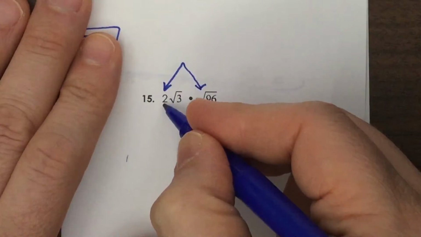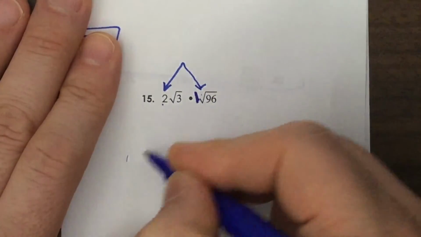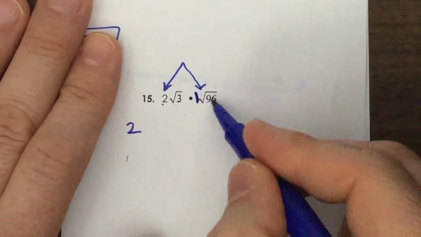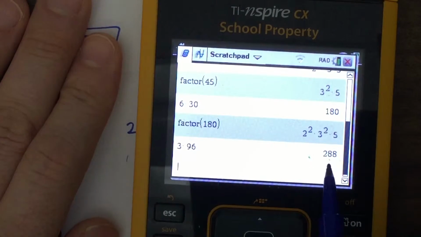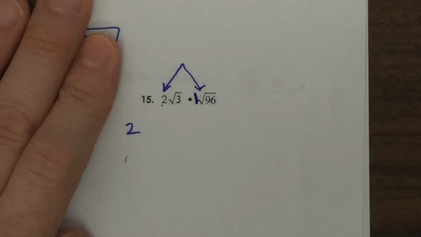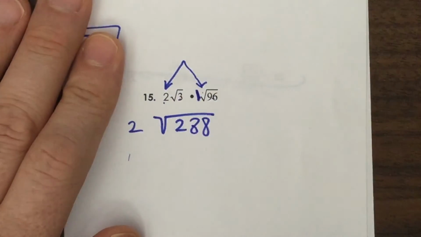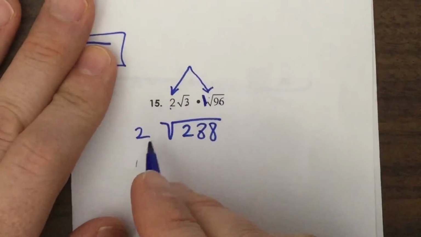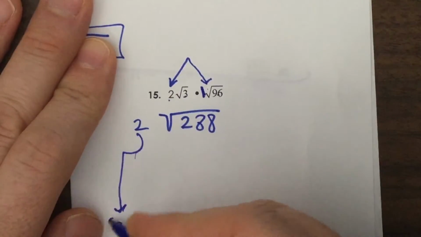Right now, I don't have any other outside numbers, so this is like a 2 times 1. There's like an invisible 1 there. So my outside number is 2, but I'm going to go ahead and multiply my 3 and my 96, and I'm going to put that new answer, 288, inside a single radical. And now I can proceed just like I did on previous problems, okay? I'm going to ignore the 2 till the end, so I'm going to bring it down here to the end.